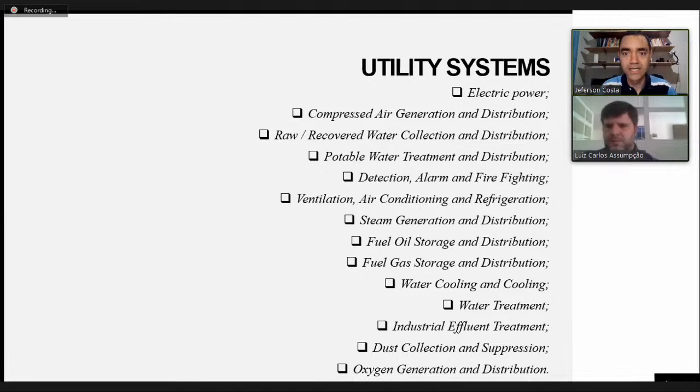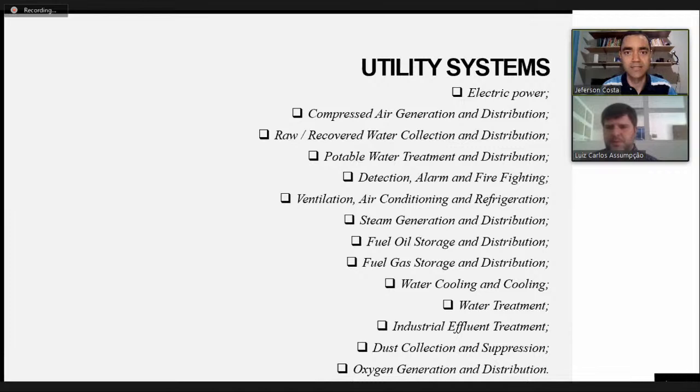So the licensor works on the main process, that is the on-site that Luiz is telling us. But we need to provide the utilities, because without the utilities, you are not able to start an electrical pump if you don't have the electricity. So we need to work in the off-site in order to provide that. And so there is a relationship between them.